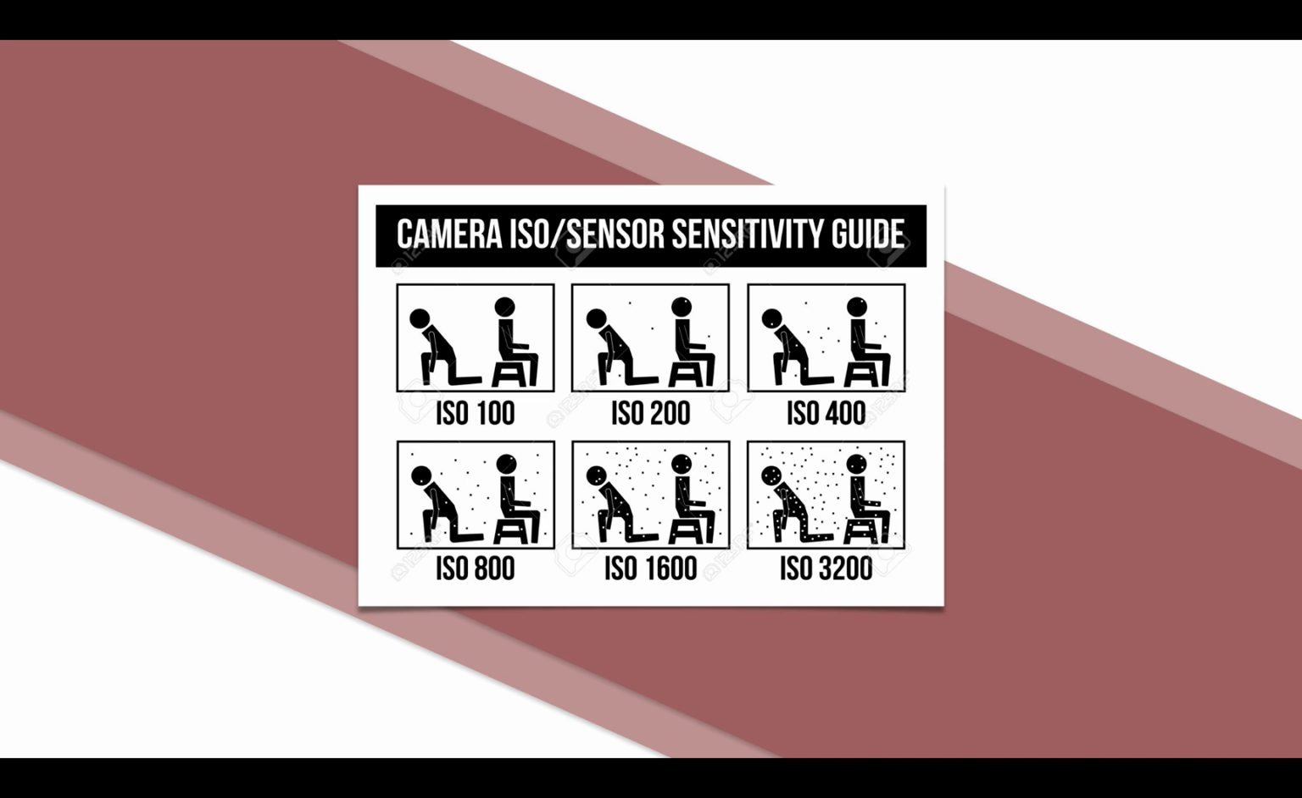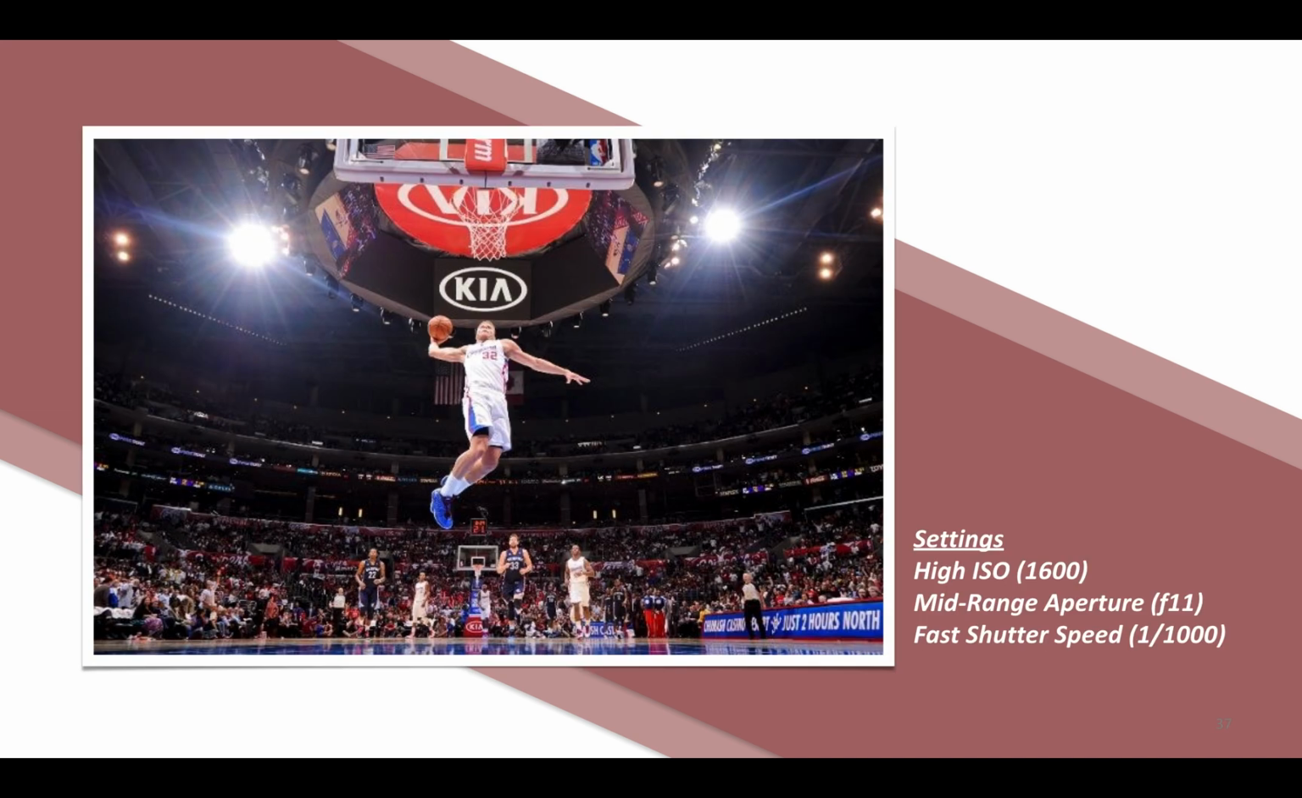It gets progressively more noisy as you move up the scale: 100, 200, 400. 800 is really when you start to see some of that noise. 1600 definitely, and 3200 you can't get away from it.